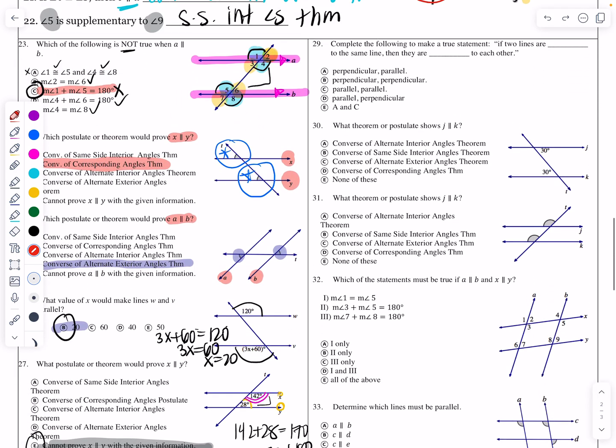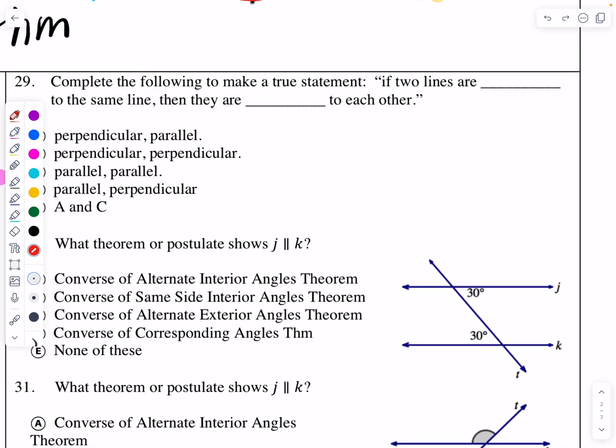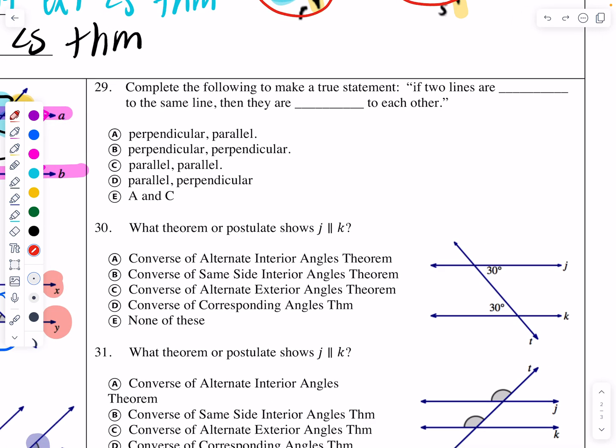All right, let's go ahead and do these because I think that they will be quick. Complete the following to make a true statement. If two lines are blank to the same line, then they are blank to each other. All right, so let's test a few of these. Again, y'all pay attention. It says A and C, so obviously we need to test both A and C to see if those are true.